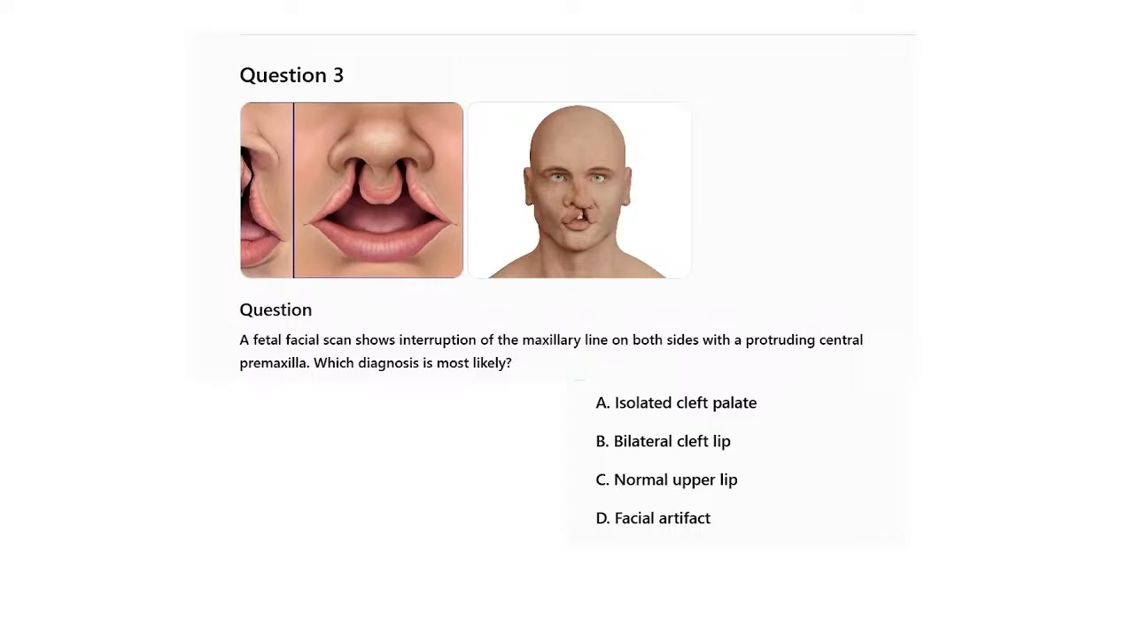Question number 3. A fetal facial scan shows interruption of the maxillary line on both sides with a protruding central premaxilla. Which diagnosis is most likely? A. Isolated cleft lip. B. Bilateral cleft lip. C. Normal upper lip. D. Facial artifact.